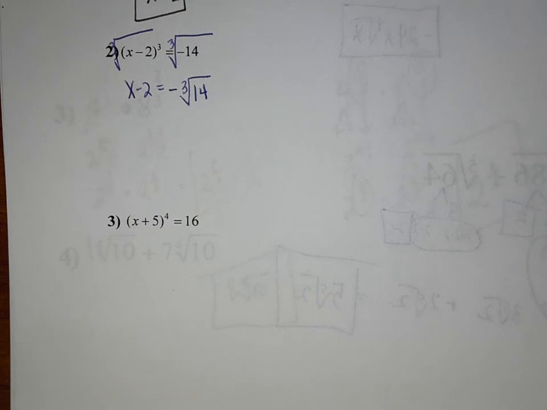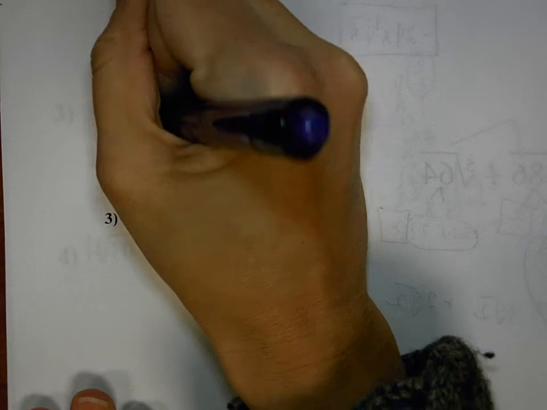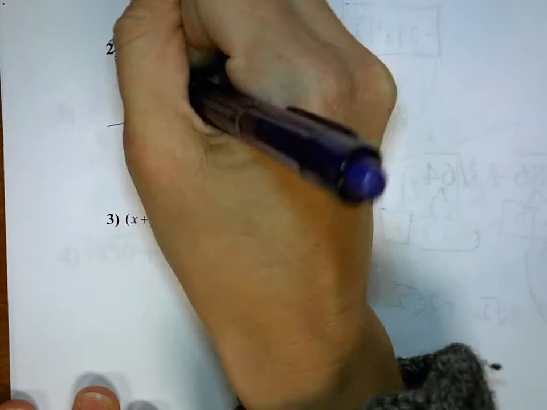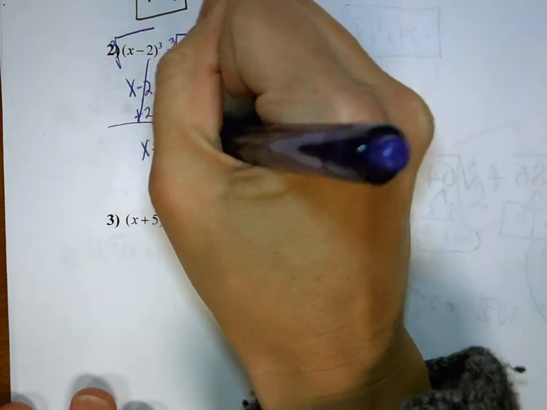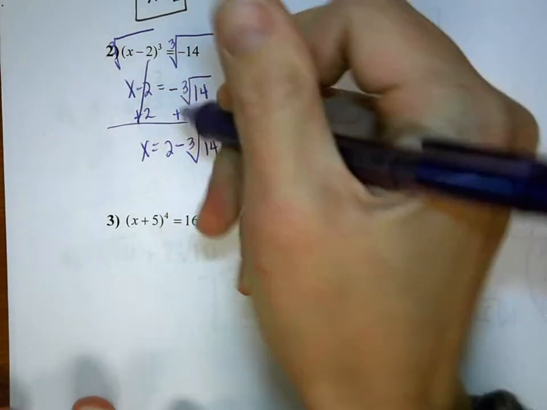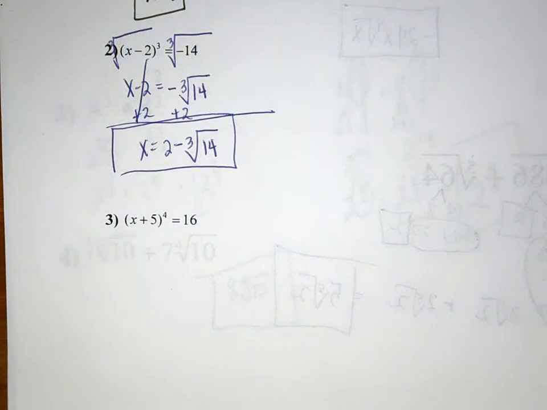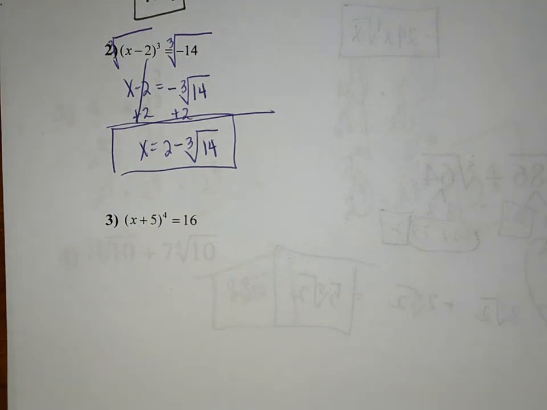So you're never going to have a negative inside the root. It's just that if it's odd, it'll be a negative. If it's even, it will be i. Okay, is x by itself? So what do I do? So my answer is x equals 2 minus the cubed root of 14. And that cannot be simplified further, so that is our answer. Questions? Okay, number 3 then.